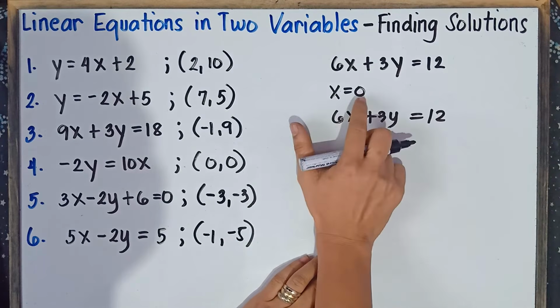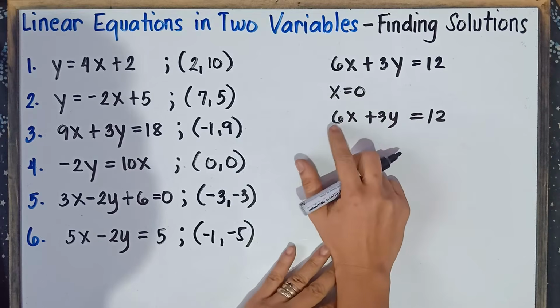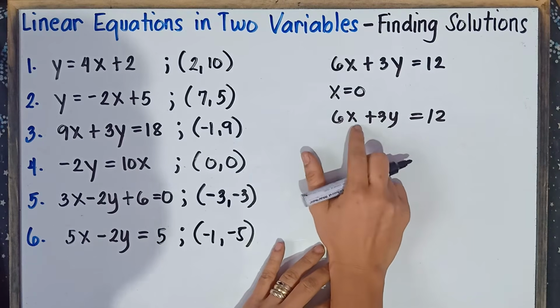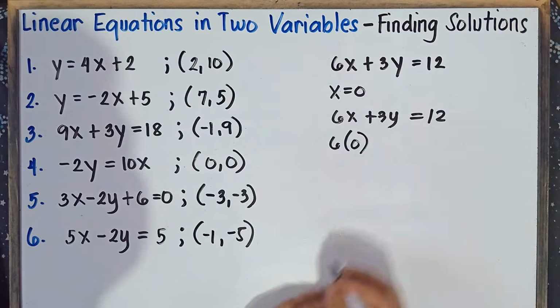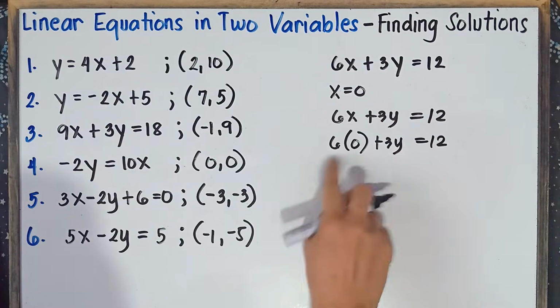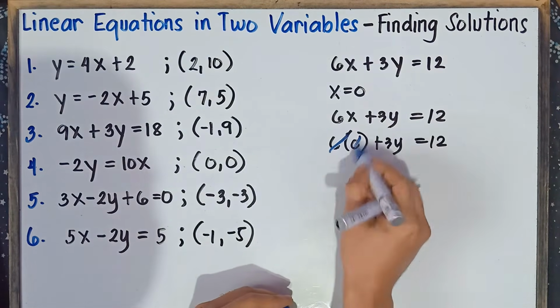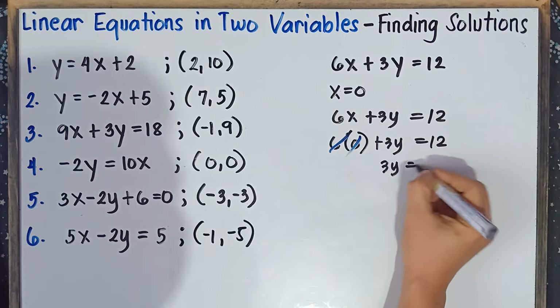Now, if x is equal to 0, simply substitute the value of x, that would be 0. Once again, if you have 6x, it means 6 times x. So 6 times the x value, that would be 0. 6 times 0 plus 3y equals 12. Of course, 6 times 0 we can simply cancel out, because 6 times 0 is 0. So copy 3y equals 12.